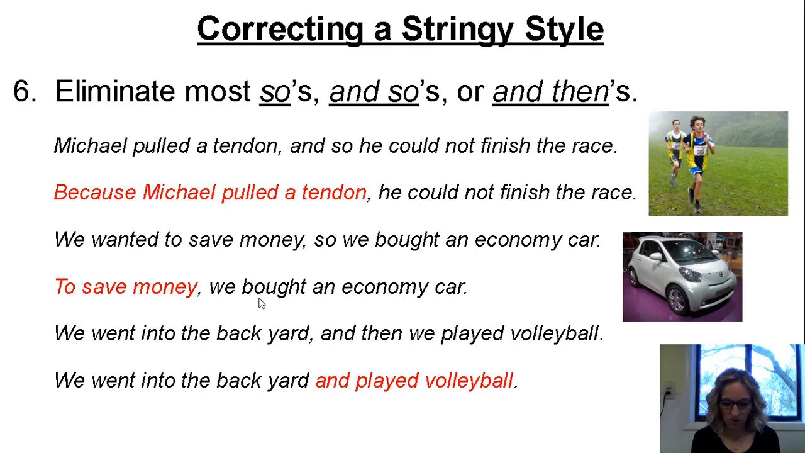Number 5, the political situation was unsteady, and so the prime minister called for new elections. Let's get rid of the "and so" by making an adverb clause. So put a subordinating conjunction at the beginning. Which one do you think would fit best there? Did you say because? You could say because or since the political situation was unsteady, the prime minister called for new elections.